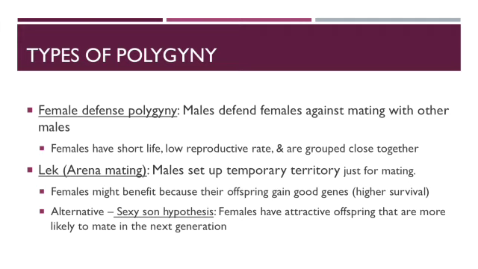Then there's a classic example of polygyny that we've known about for a long time, and there are many, many examples of this: lek mating, or arena mating, where males set up temporary territories that are really just for mating. Examples include peacocks, where males set up these temporary territories trying to attract females, and then they mate with them. These arenas don't have any resources on them. They're not high quality territories. It's really just because there are some males there. Females are really looking for male quality in this case, as we've talked about. And why might females do this?